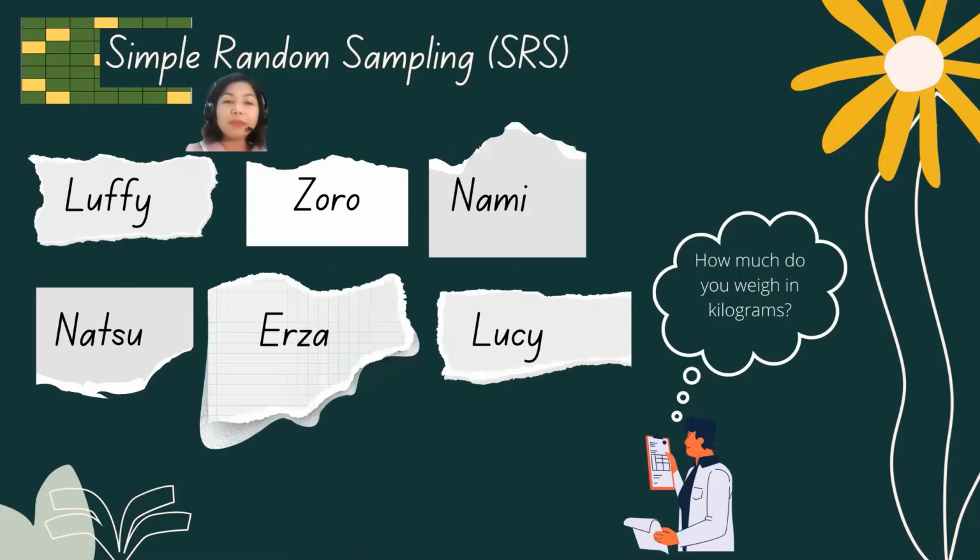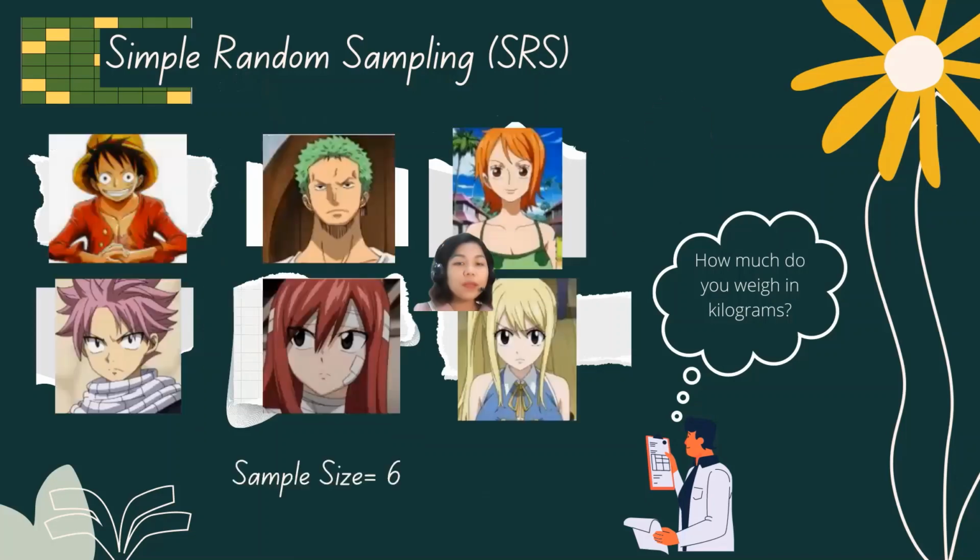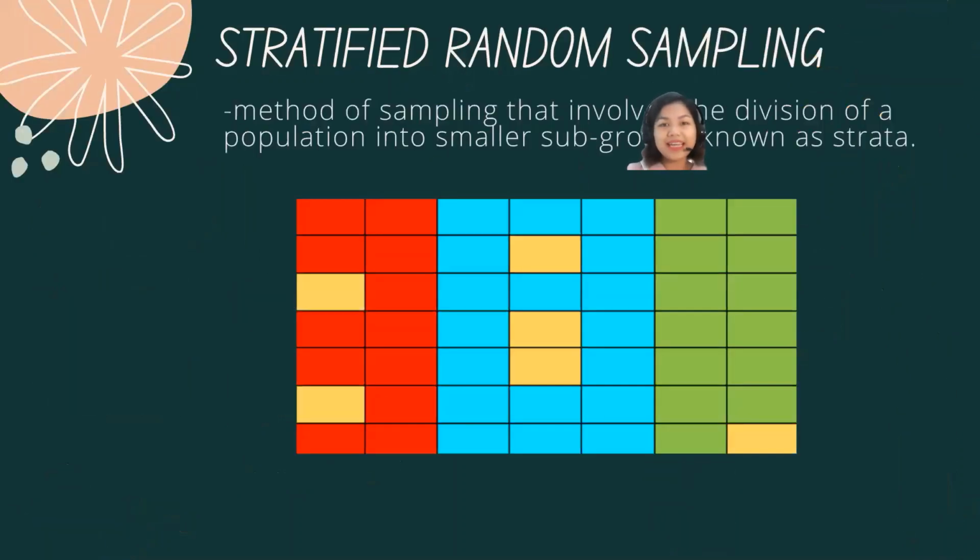Kunwari, ito yung mga napili nating pangalan. Bumunot ka na, tapos tinignan mo na yung mga pangalan nila. So, kunwari, ang nabunot ay si Luffy, si Zoro, si Nami, si Natsu, si Erza, at saka si Lucy. So, sila yung tatanungin kung ano ba yung kanilang mga timbang. So, sila yung napili natin na part ng ating sample size. Okay, by doing SRS.